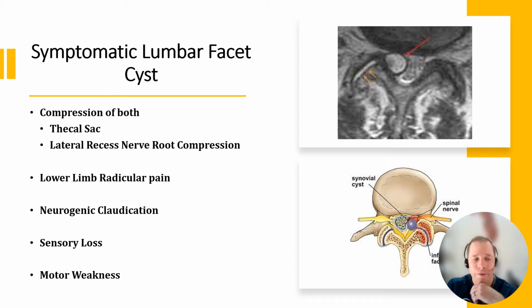Symptoms of lumbar facet cysts: they can compress both the thecal sac and the lateral nerve root, meaning foraminal stenosis where the nerve root exits the spine, or central stenosis where the nerve roots travel downward through the spinal canal. Symptoms are typically lower limb radicular pain, numbness, tingling, can create weakness, as well as neurogenic claudication, meaning the further and more you walk, the worse these symptoms tend to get.